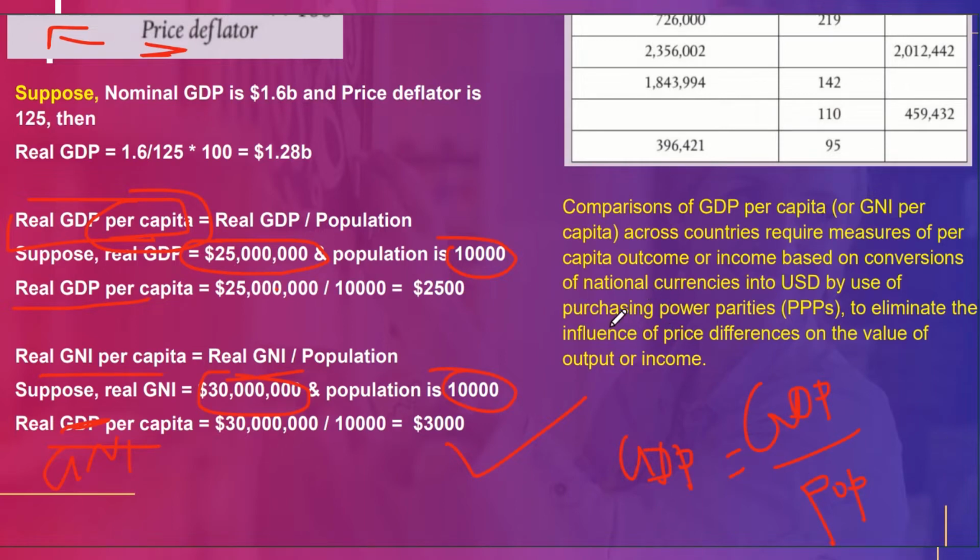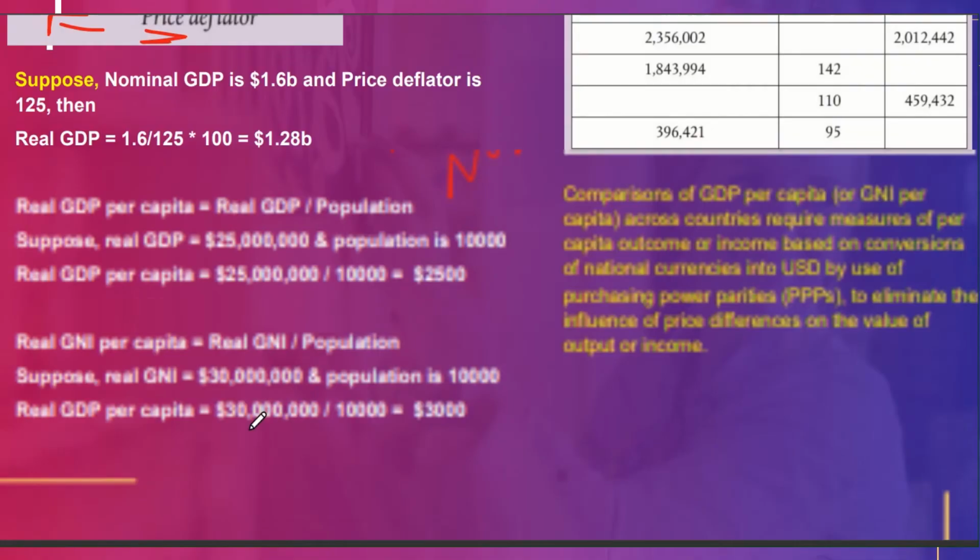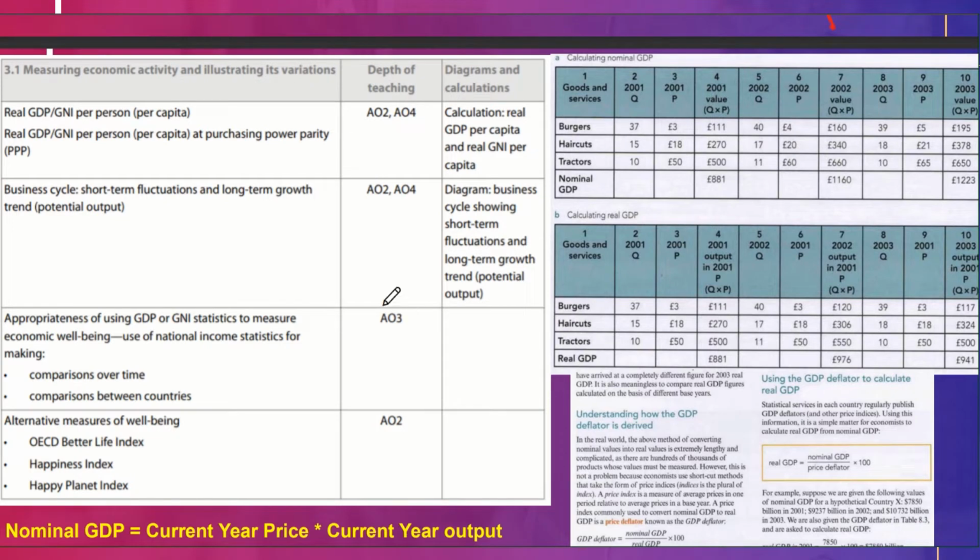And interestingly, this GDP should be at purchasing power parity. See, comparison of GDP per capita across countries requires measures of per capita outcome or income based on the conversion of national currencies into US dollars by using purchasing power parity, to eliminate the influence of price differences on the value of output or income. Look here, the interesting thing is they are asking real GDP per capita at purchasing power parity.